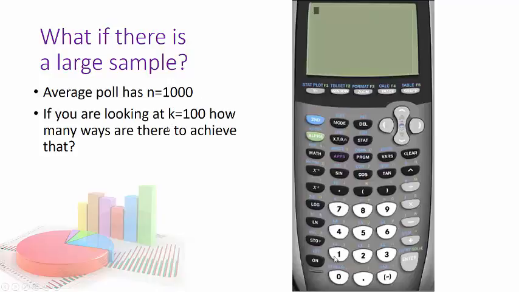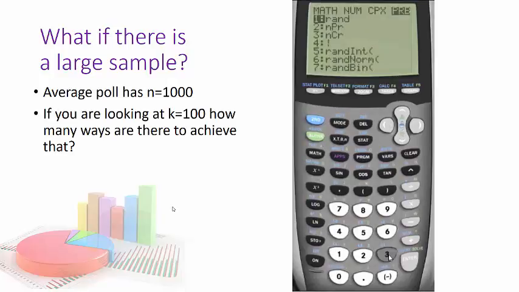And if you're trying to calculate the probability of K equals 100, that means you have to figure out how many ways to get 100 with 1,000, right? And well, how many ways are there? So let's just go ahead and put that in our calculator. 1,000, go to nCr for combinations, and then put 100 in.